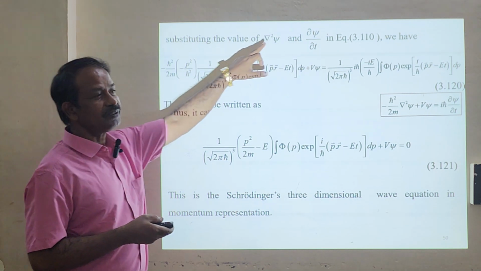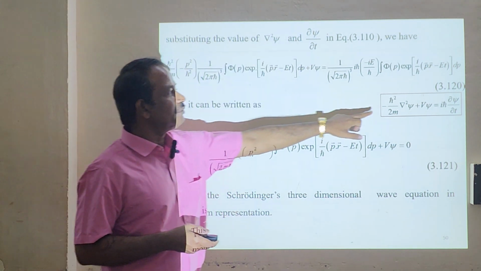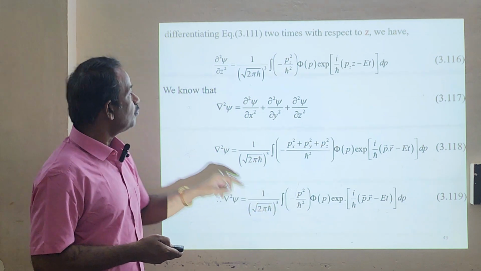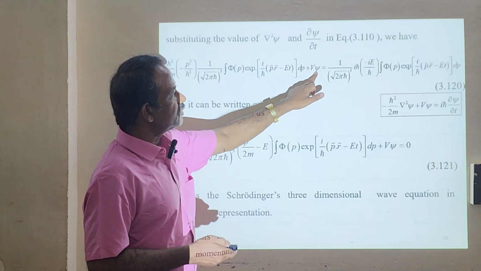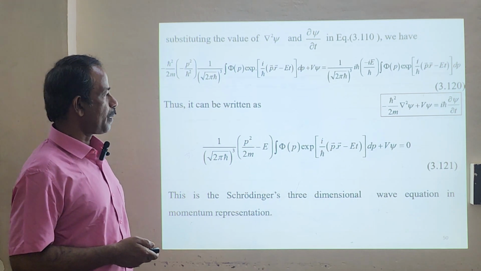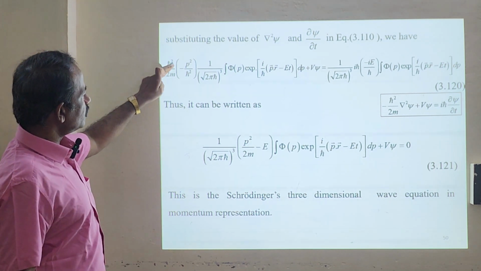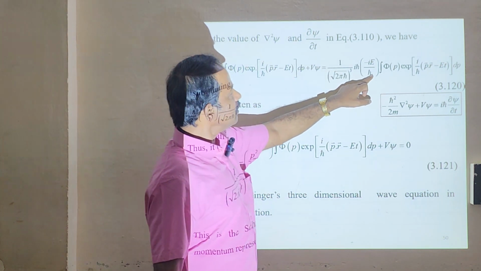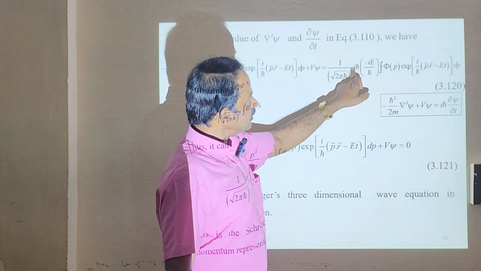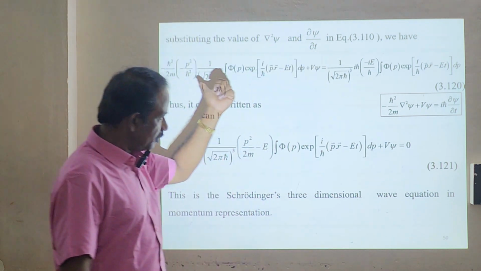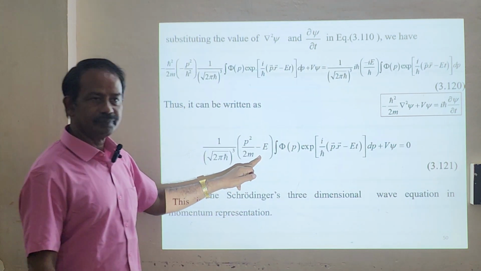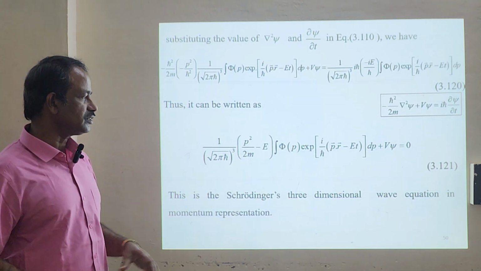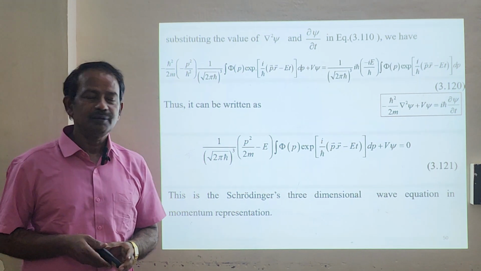As usual, you will have to substitute for del squared psi and d psi by dt in the Schrodinger wave equation. That will give you minus h bar squared divided by 2m times minus p squared by h bar squared, we have already converted, correct, plus the potential energy, which is equal to your total energy. Now, with the same argument, h bar squared will cancel, minus and minus will cancel, your p squared by 2m, p squared by 2m. The same argument here, h bar will get cancelled. i and i, i squared minus 1, minus and minus plus, so plus E will be brought to this side, that will give you minus E. Okay, remaining same function. So this is your Schrodinger's three-dimensional wave equation in momentum representation.